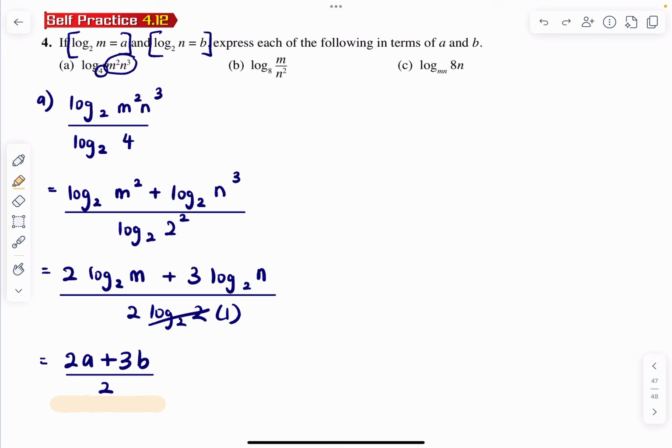I just underline here. Okay, final answer. Next, let's try B.